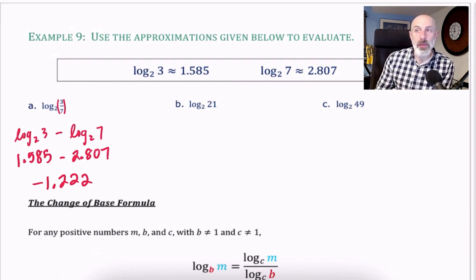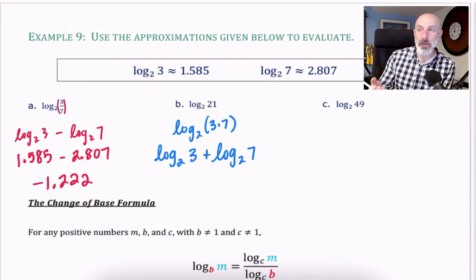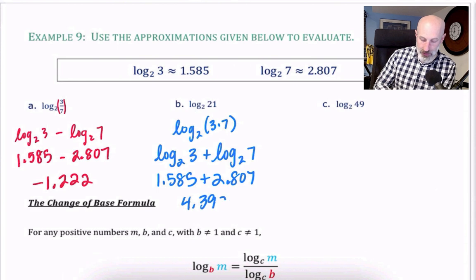In example B, you may be tempted to think log base 2 of 21, there's no possible way to simplify that. But because we can factor 21 into 3 and 7, we can make this work. So I can replace 21 with 3 times 7. And then using the property, we can rewrite as a sum and then replace the values of log base 2 of 3 and 7. Now when we add these, we're going to get 4.392, which will be the value of log base 2 of 21.